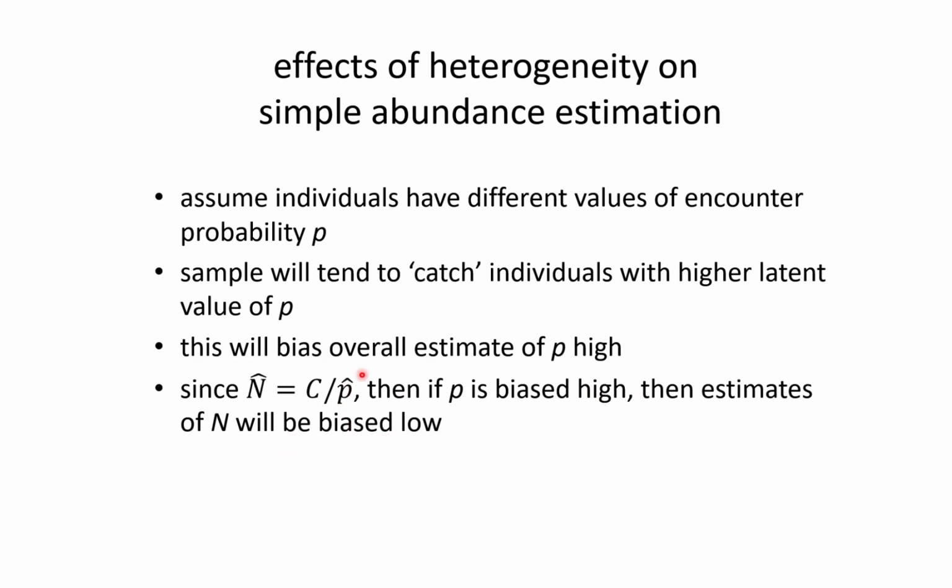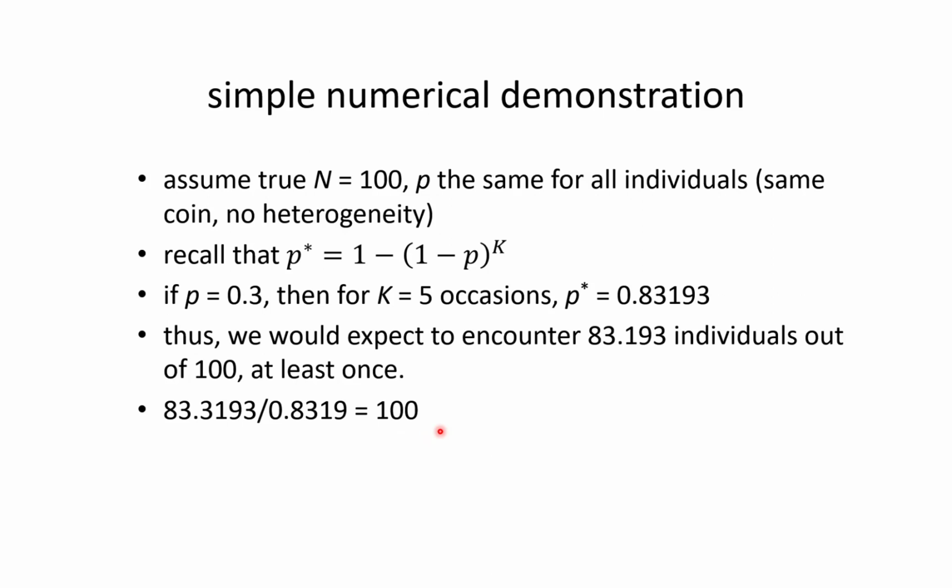So if something happens, and this something in this case is heterogeneity, that makes the p-value that you estimate too high, then because the count will stay essentially the same, the estimate will be biased low, since a constant divided by a bigger number leads to a smaller fraction, so n is going to be estimated too low. Now, let's look at this by means of a simple numerical demonstration.